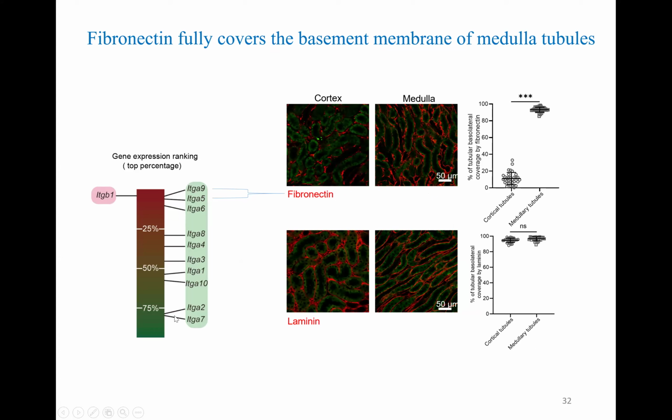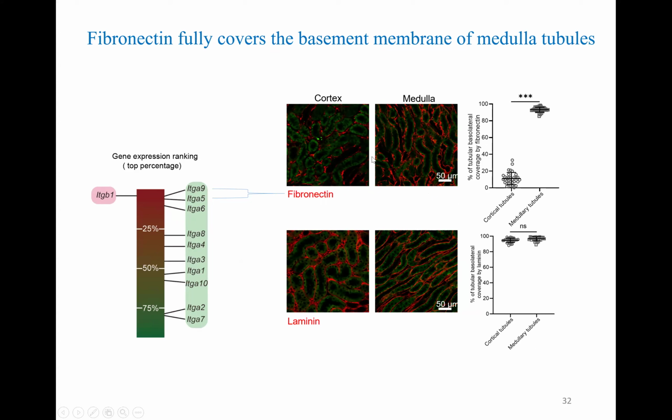We ranked all integrin alphas in medullary macrophage based on their expression level and found the top 2 are alpha 9 and alpha 5. Interestingly, alpha 9 beta 1 and alpha 5 beta 1, these 2 dimers have one common ligand, which is fibronectin. Fibronectin is an extracellular matrix protein.